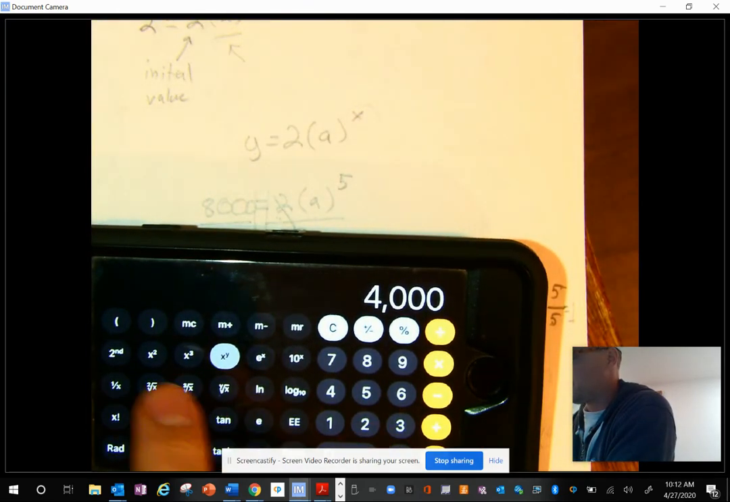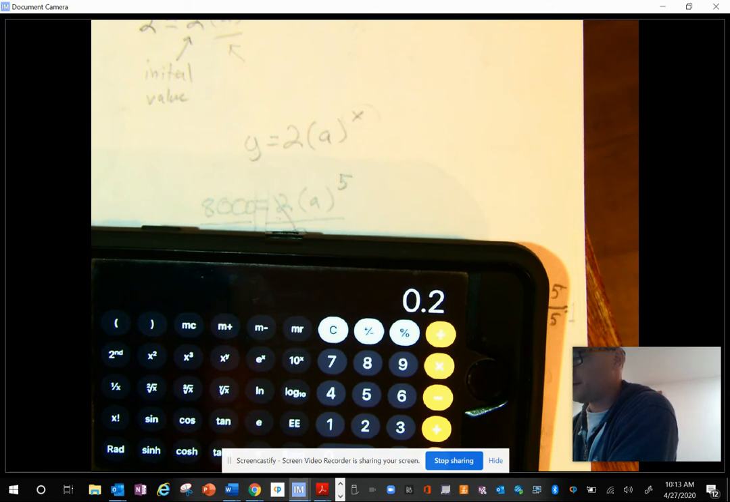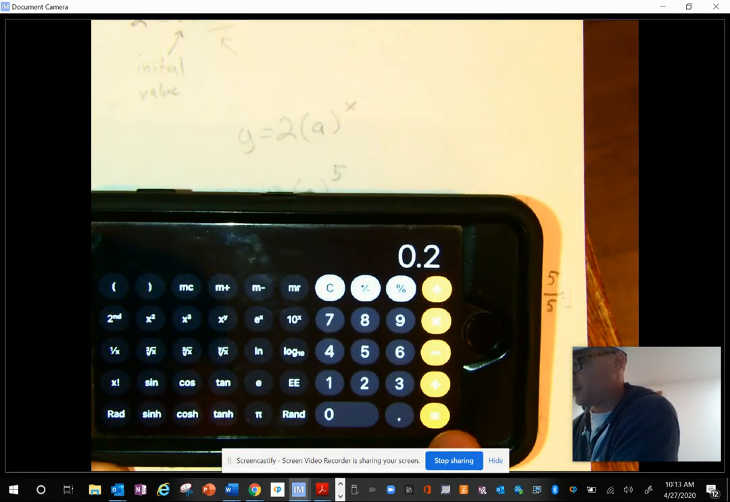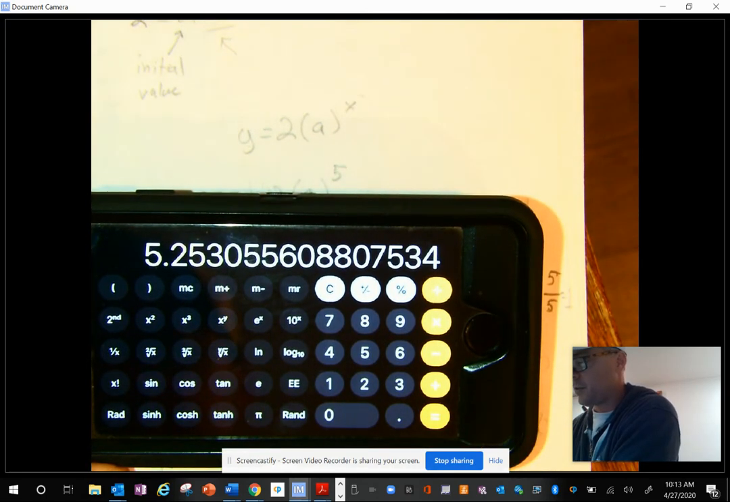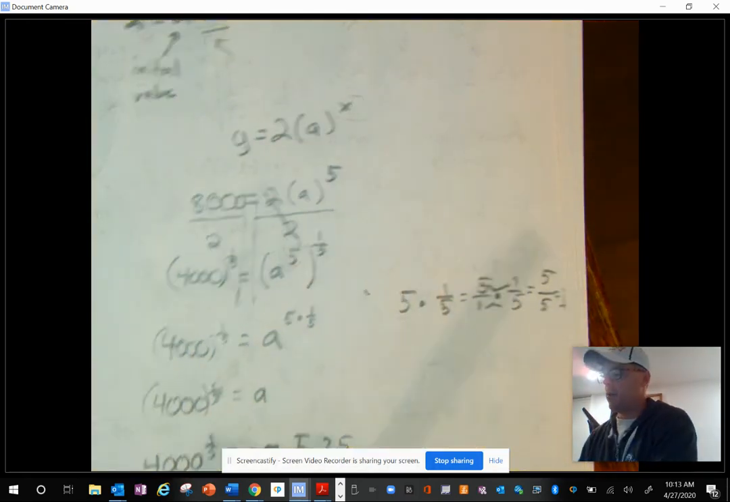So now all I have to do is enter my 1/5: open parentheses, 1 divided by 5, close parentheses. Now if I just press equals, this should give me my answer. And it does. So 5.253%. All right. Now what does this mean?